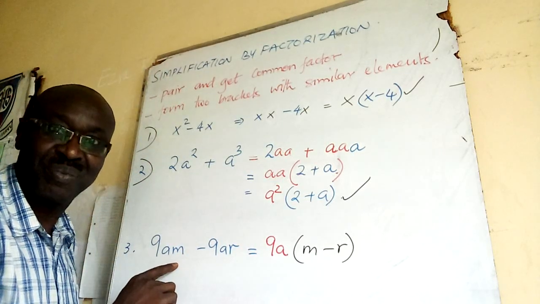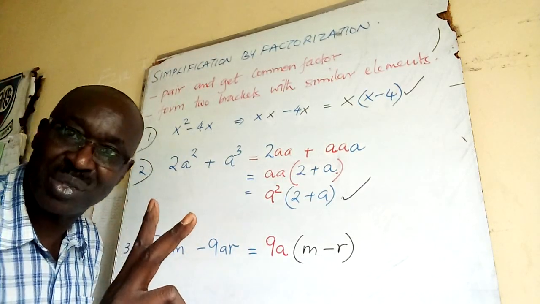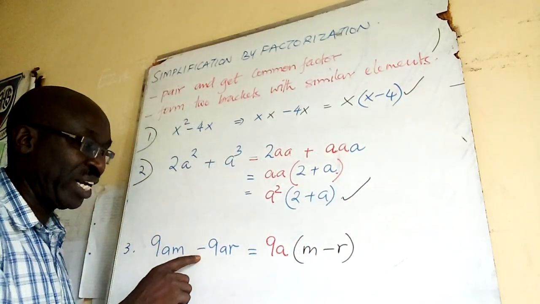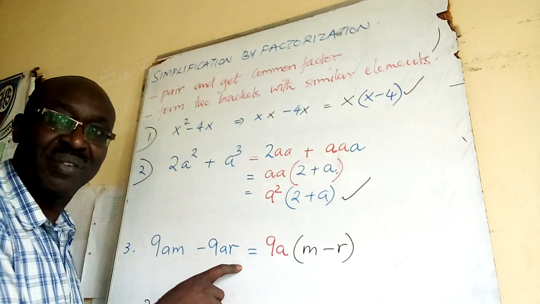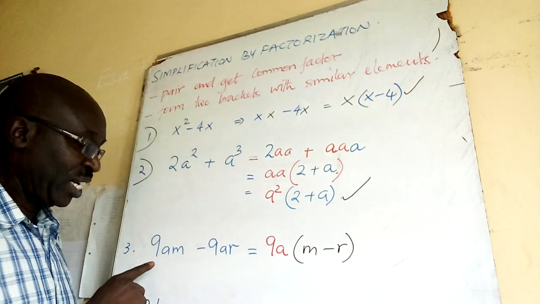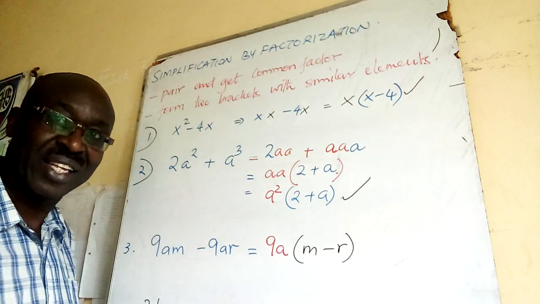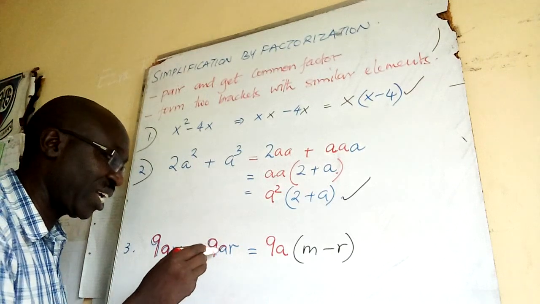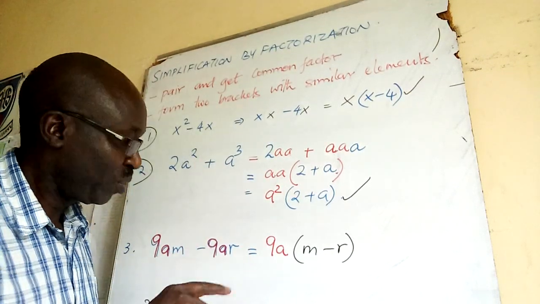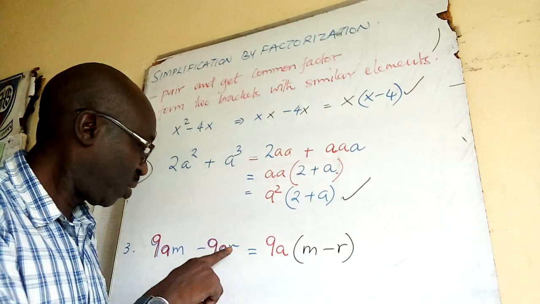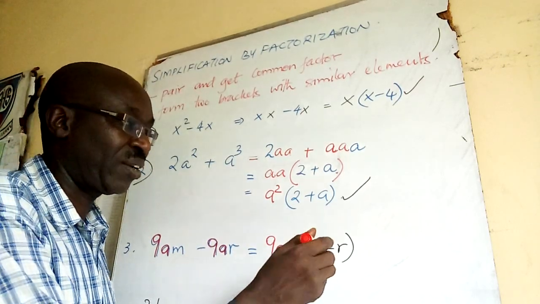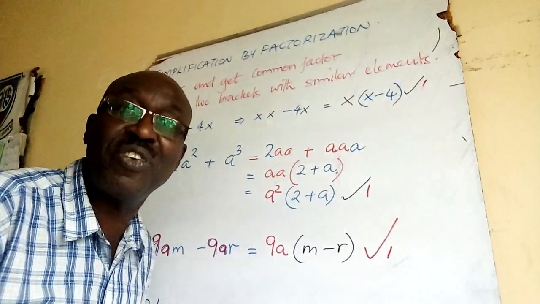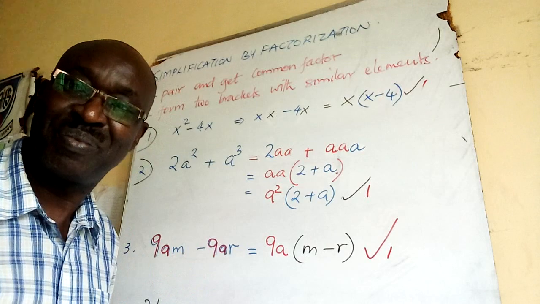Look at this. These are two terms, two houses. What is common in the two houses? 9am minus 9ar. Okay? So you can see 9a here. 9a. There is also another 9a. Okay? So you take it out. Then what remains? M minus r. Very good. We have 3 marks. 3 marks.